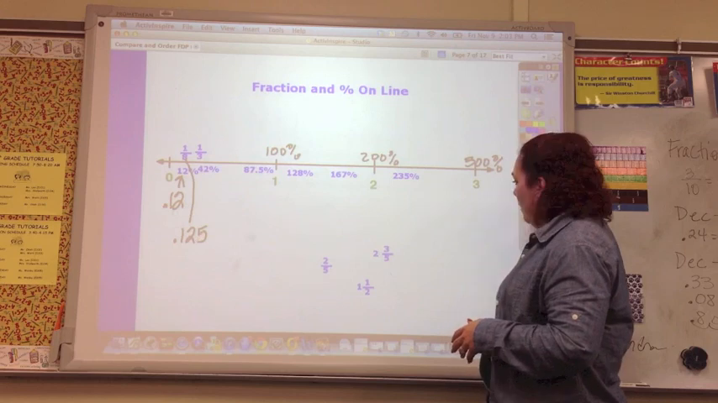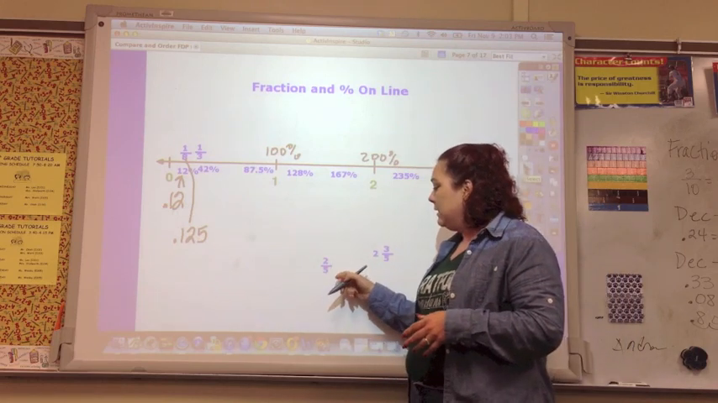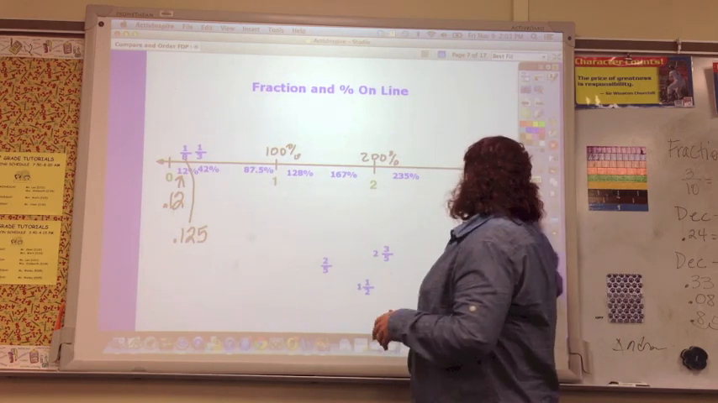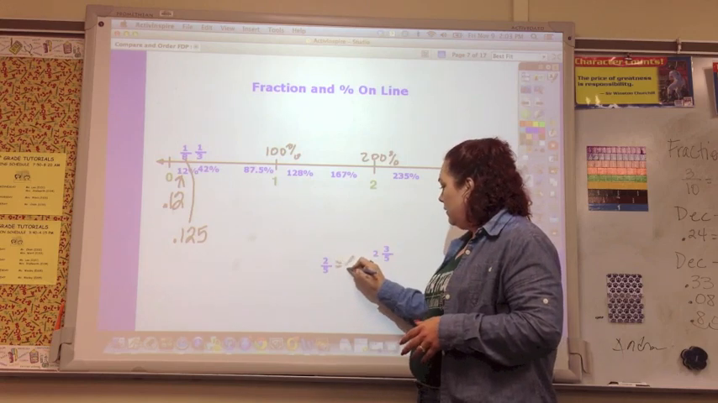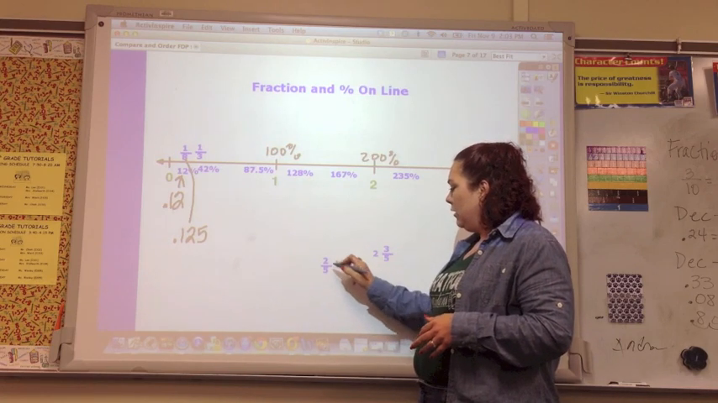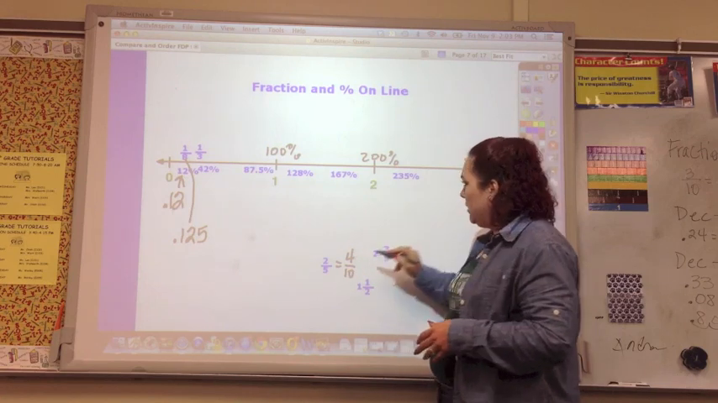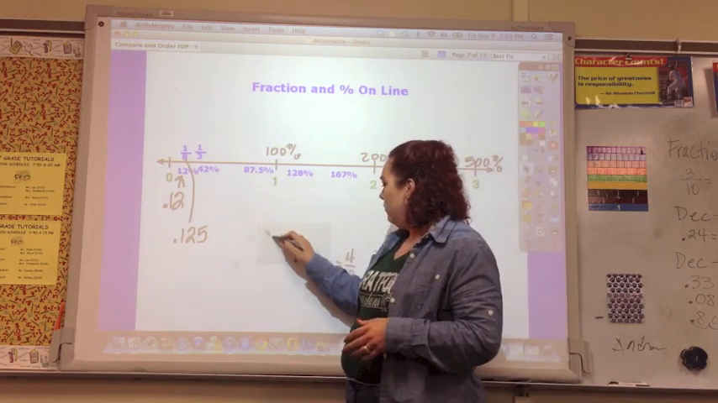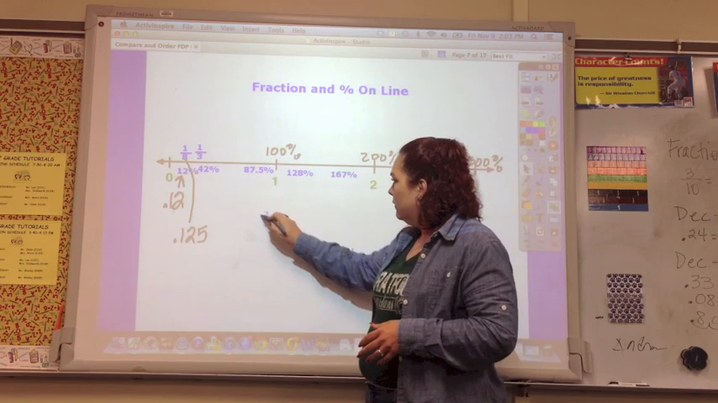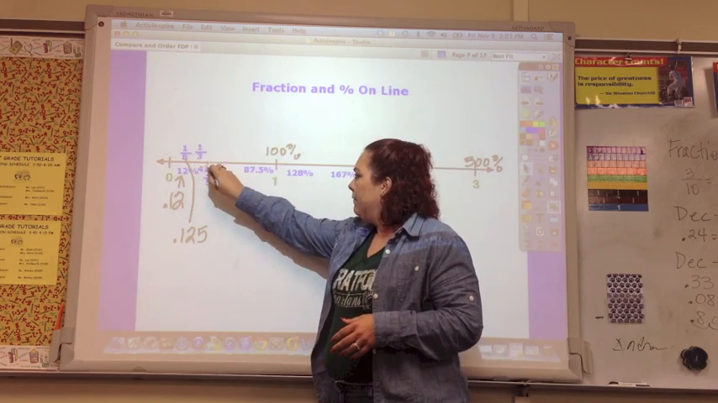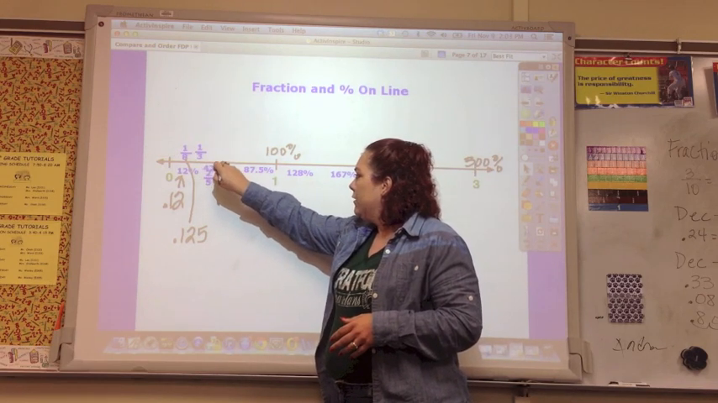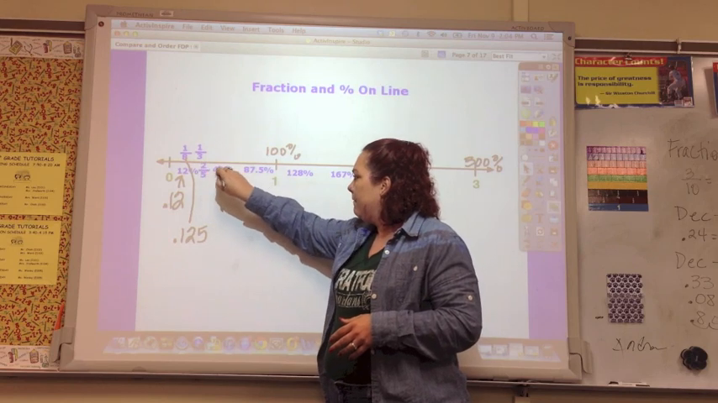And then 2/5, I would take that to 10, and I would take that to 10 by 2, and by 2, 4/10, say it. So 4/10 would be 40%. Oops. So I'd have to move 42 over a little bit just to make it fit in there.